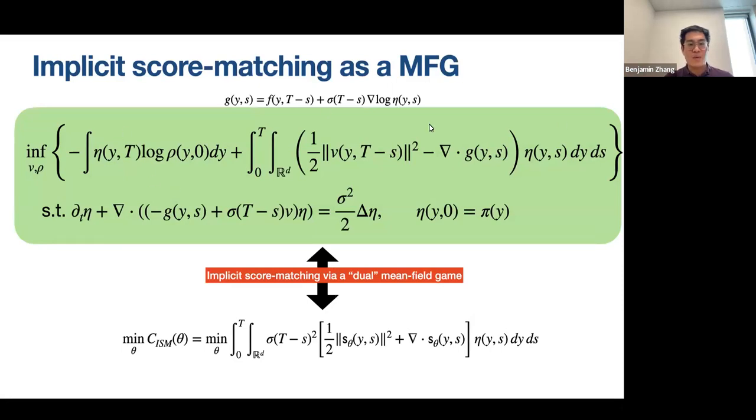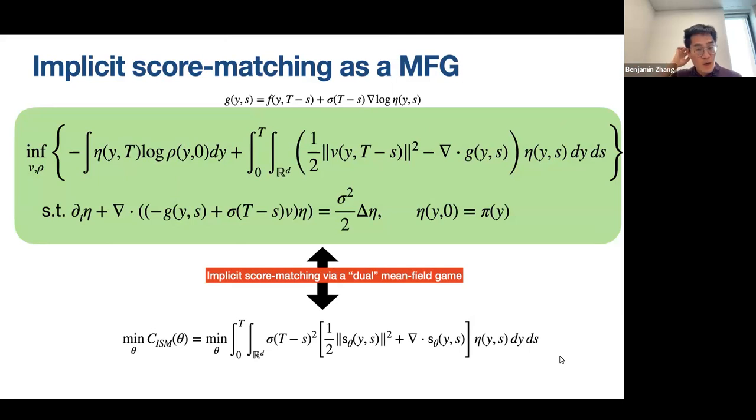And this other mean field game is actually directly related to implicit score matching. So it shows that this score matching objective is not just something pulled out of thin air, right? Because that's sort of how it's presented, at least in the literature. Just like, oh, we're going to match the score. We want to find the score, so we're going to match the score.